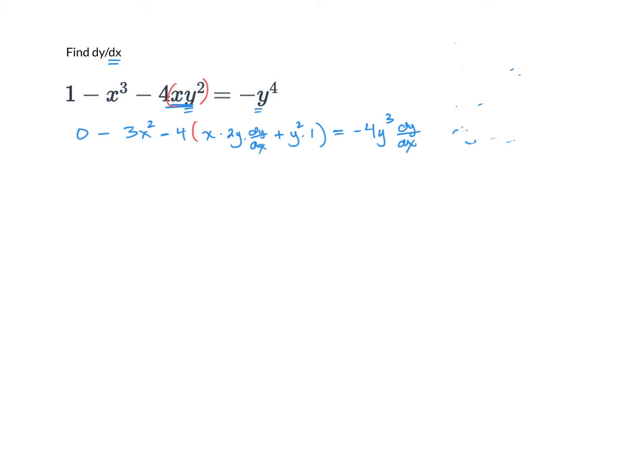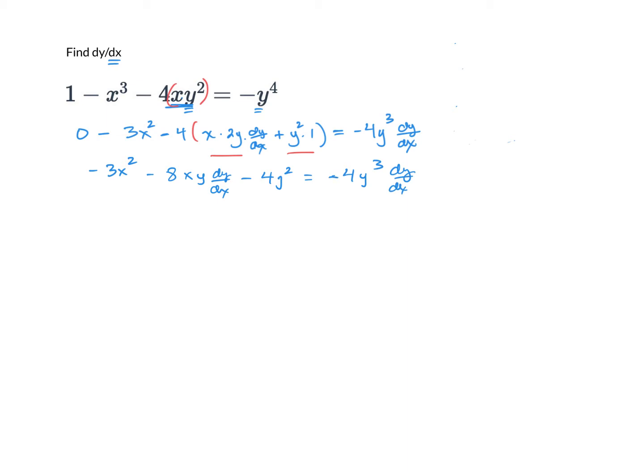Okay, so now the next step is we need to collect our like terms, because we're trying to get dy/dx by itself, and in order to do that, you've got to collect those like terms. But first, it's a little messy, so I like to go ahead and simplify this a little bit. So it's going to be -3x squared, and I'm going to distribute that -4 to both of these terms, and that's going to give me -4 times 2. Let's go ahead and really simplify this. So -4 times 2 is going to give me -8xy dy over dx, and -4y squared equals -4y cubed dy over dx.